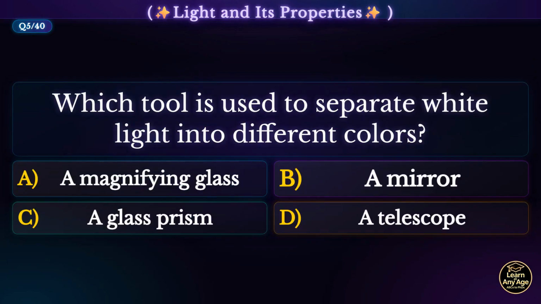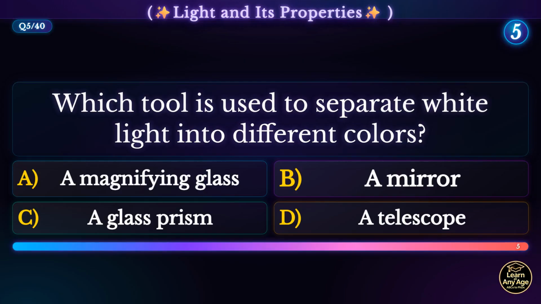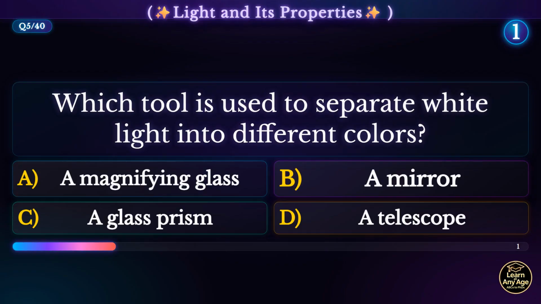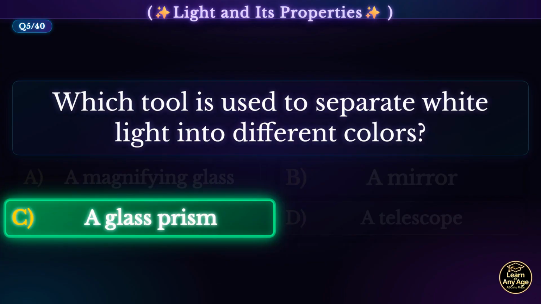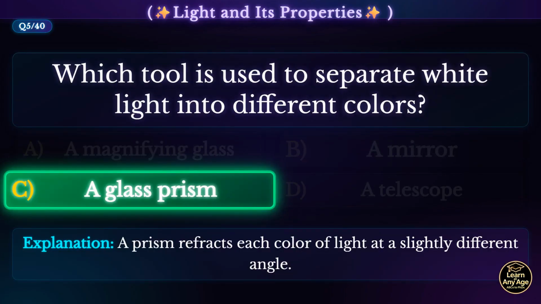Which tool is used to separate white light into different colors? A magnifying glass. A mirror. A glass prism. A telescope. A glass prism. A prism refracts each color of light at a slightly different angle.